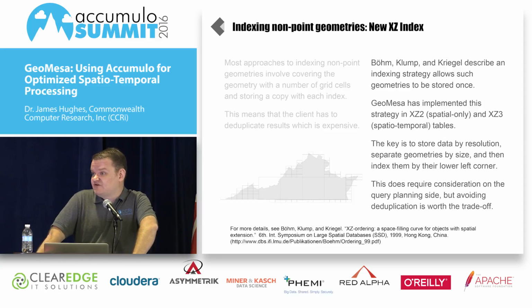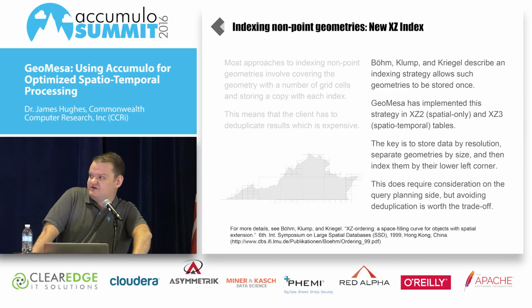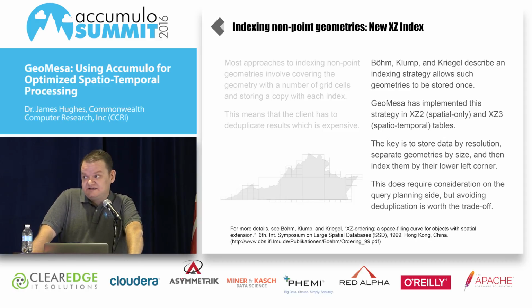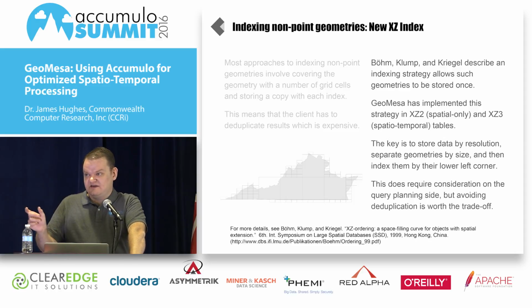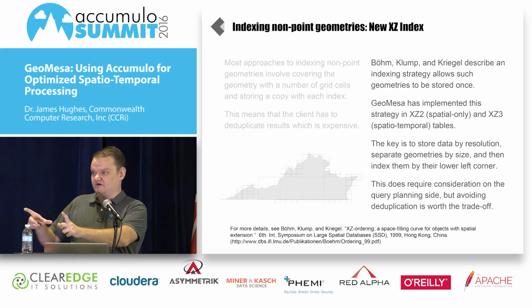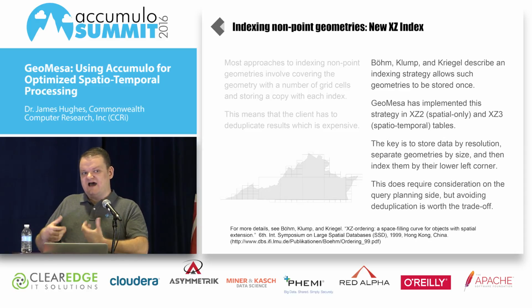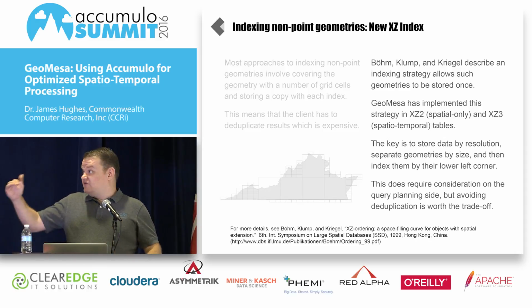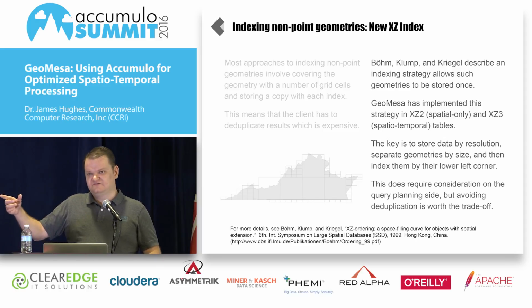So a handful of researchers, this is where this continues to be a journey. A handful of researchers from 1999 had written a paper where they say, hey, let's go ahead and explain how we could get around this. And the key idea is that you're going to pick the bounding box for your non-point geometry. You're going to pick its lower left-hand corner, store it by that one time. And there's a little bit of a size separation that you set up in your indexes so that geometries of different sizes are segregated.